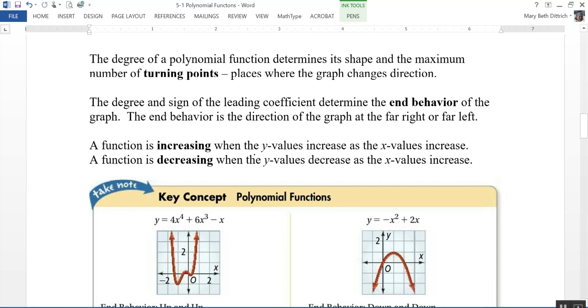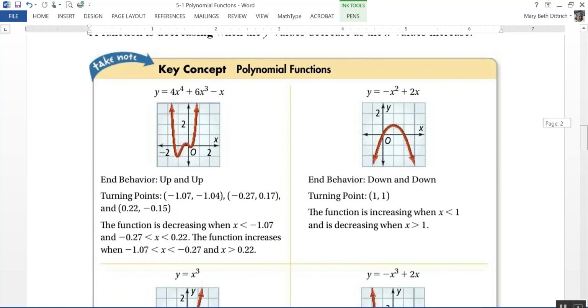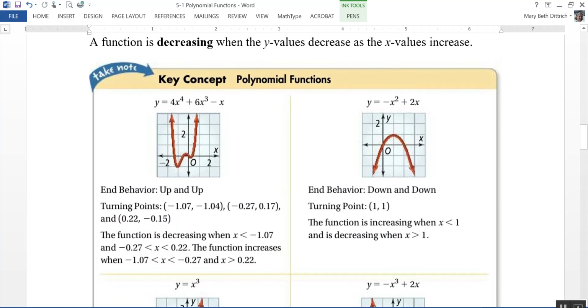A function is increasing when the y values increase as the x values increase, and a function is decreasing when the y values decrease as the x values increase. In other words, where is it going, up or down? So here's a chart from your textbook, which goes over some of the different examples here. So here we have a quartic with a positive leading coefficient, and it looks something like this. The end behavior we describe as being up and up, because right here we have an arrow going up, and right here we have an arrow going up.